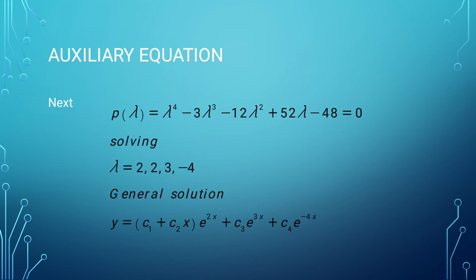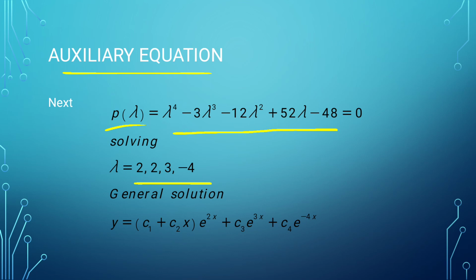Next we look at the auxiliary equation. We get the function of lambdas. Substituting, we have that, and then we solve this. When you solve this, we find that the first lambda is 2, the second lambda is 2, then lambda is 3, and the fourth lambda, the fourth root, is -4. You can see there are repeated roots in this.